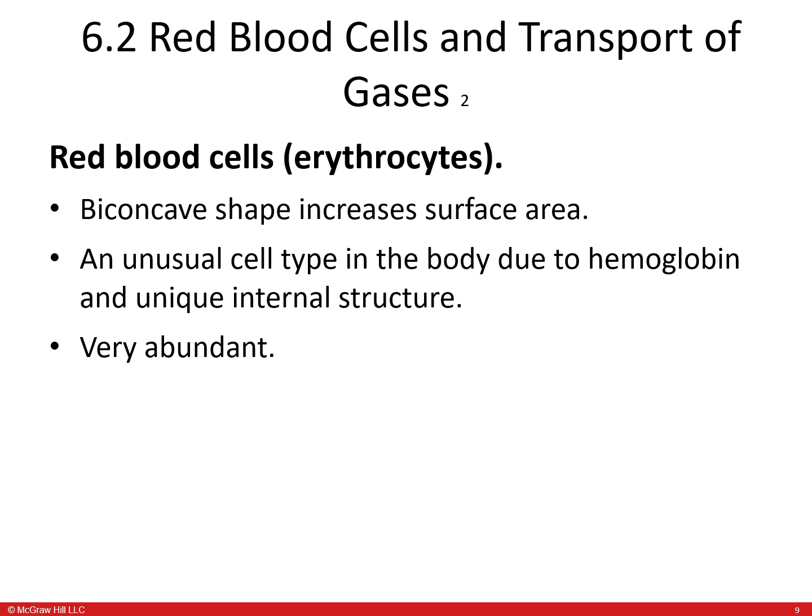The red blood cells, those are erythrocytes. The main purpose of the red blood cells is to carry oxygen within the body. We see that the red blood cells have a concave shape, and the purpose of that is to increase the surface area. Within the red blood cells, you find the protein hemoglobin. Hemoglobin is the one that carries the oxygen throughout the body.